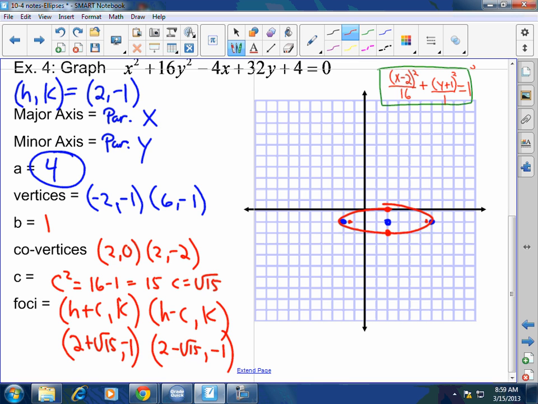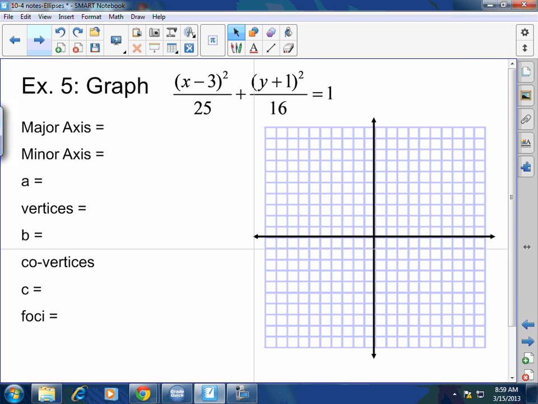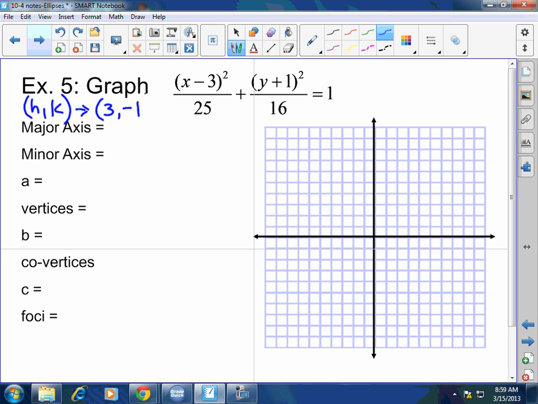Easier than the parabolas? Okay. Next. Now let's put it all together. I want to graph this sucker. Okay, what's my h, k? 3, negative 1. Awesome. Is my major axis going to be parallel to the x or parallel to the y?